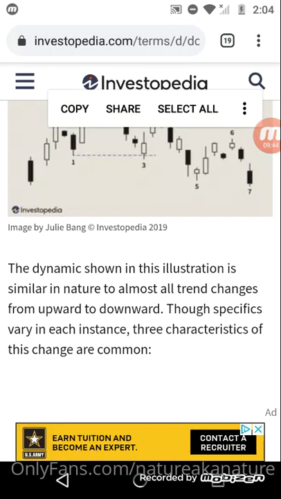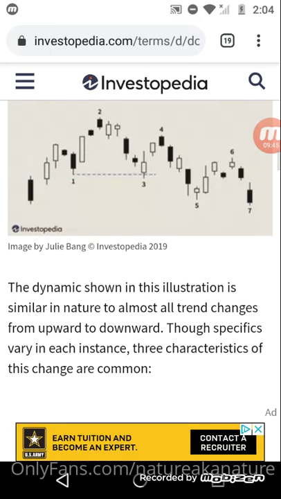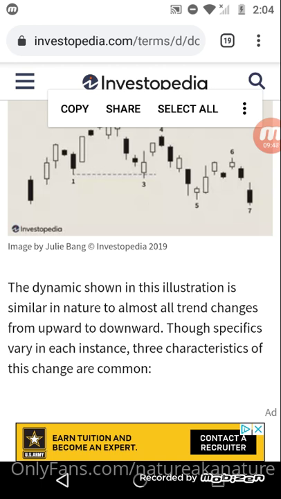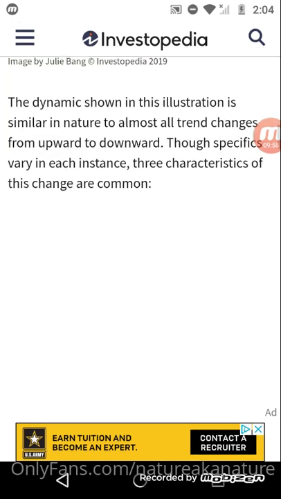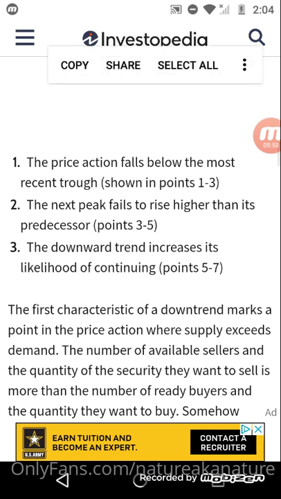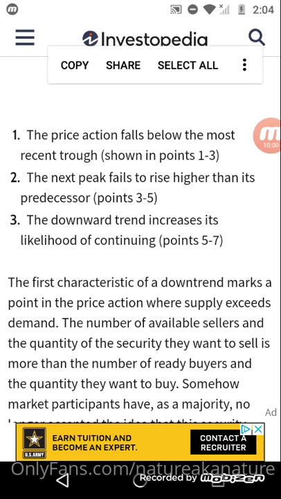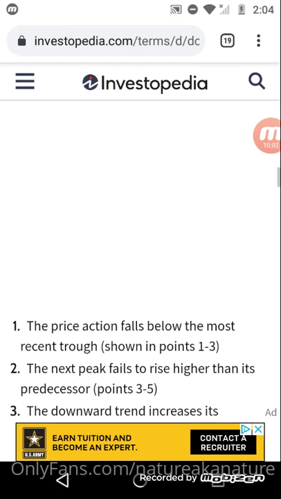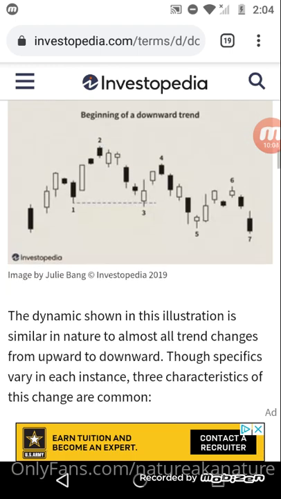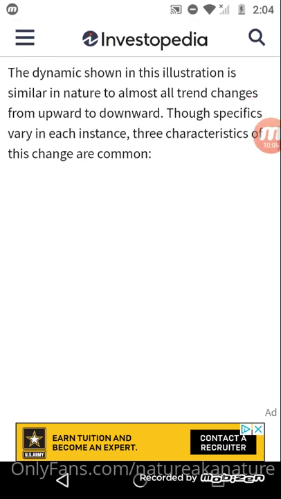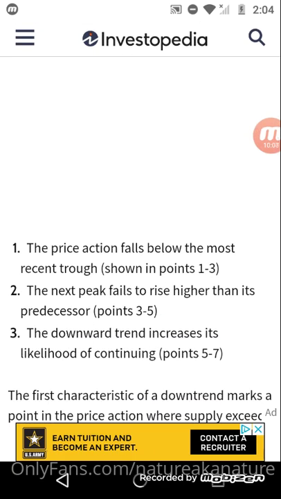Though it varies in each instance, there are three characteristics of this change that are common. The price action falls below the most recent trough, shown at 1 to 3. The most recent trough right there. Then the next peak fails to rise higher than the preceding point. So it made another lower low, but the next peak wasn't higher than the previous one.